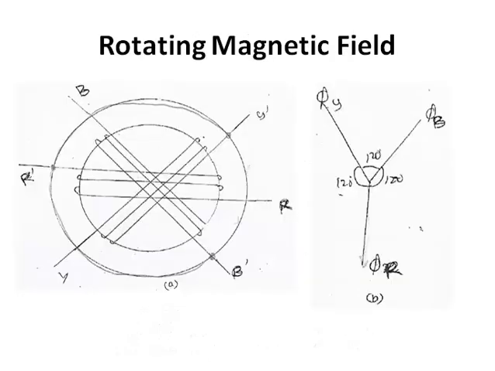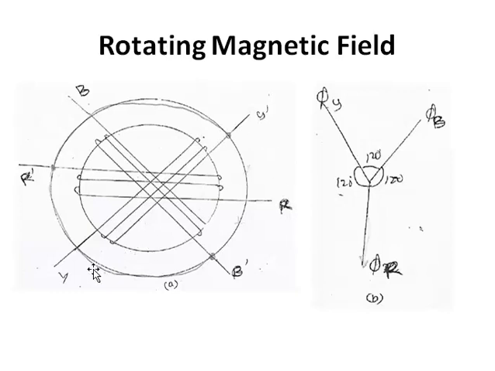Today we'll see how the rotating magnetic field is created. This is the representation of a stator winding. You can see we have an R phase winding, R and R dash, the two ends of the R phase winding.